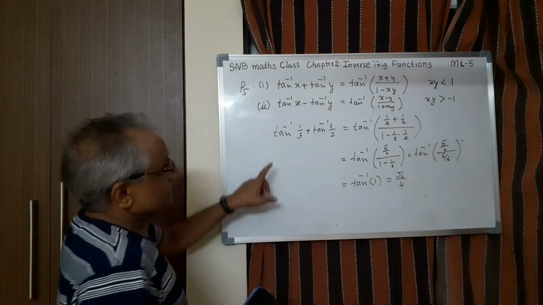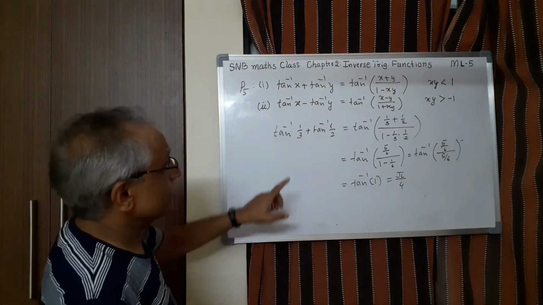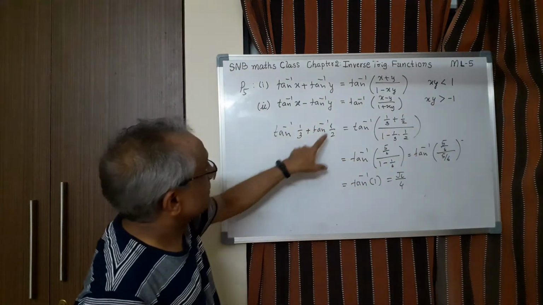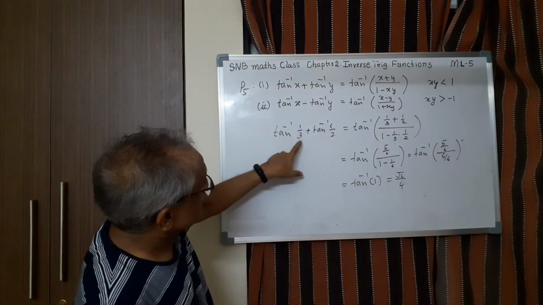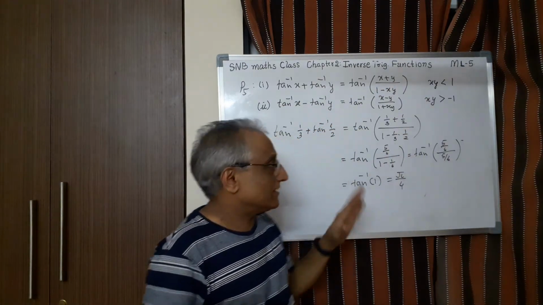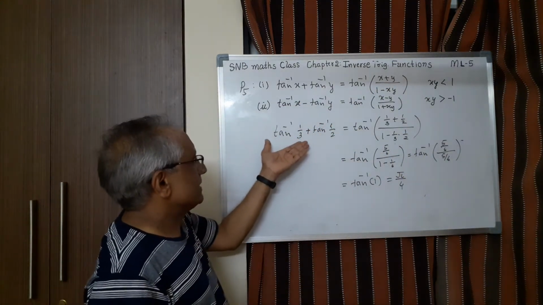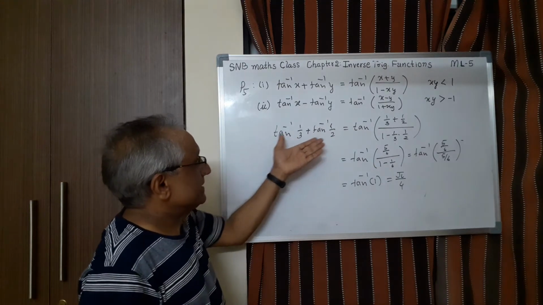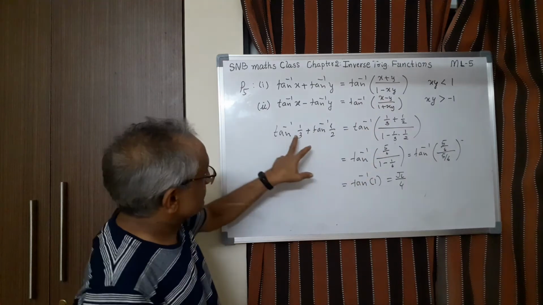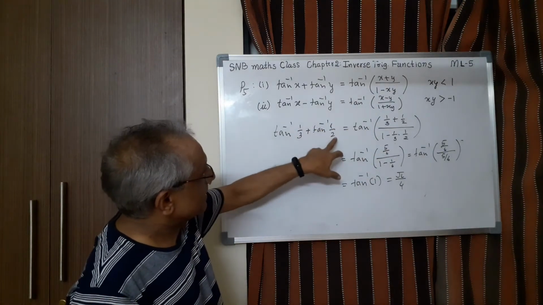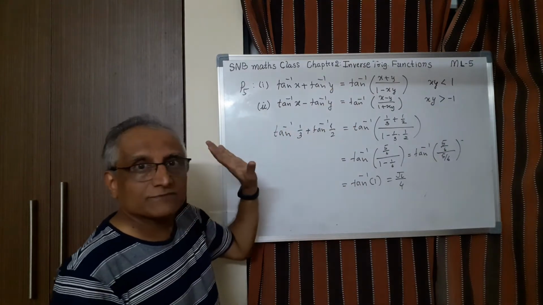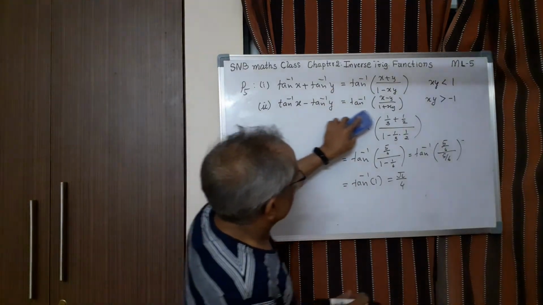Whenever you apply this formula, one thing you have to be careful about: the product xy must be less than 1. Then only you can apply this formula. Here 1 by 3 into 1 by 2 is 1 by 6, and 1 by 6 is less than 1, so I can use the formula. In the same way you can take, for example, 1 by 3 and 1 by 4, or 1 by 8 and 1 by 9. For any two numbers, the product should be less than 1. Suppose you take 3 here, then you should take some other value like 1 by something here, so that the product is less than 1. So that is the condition.